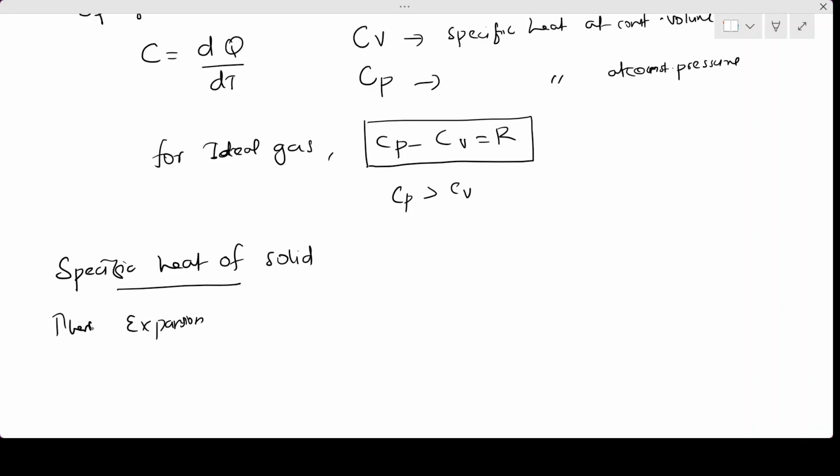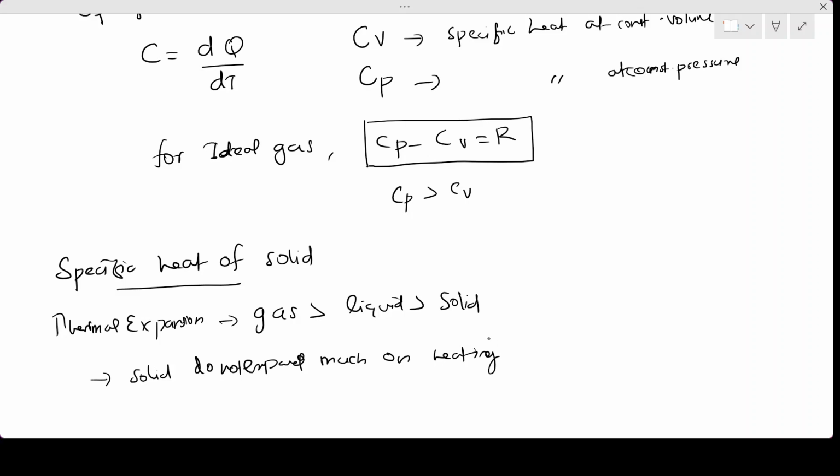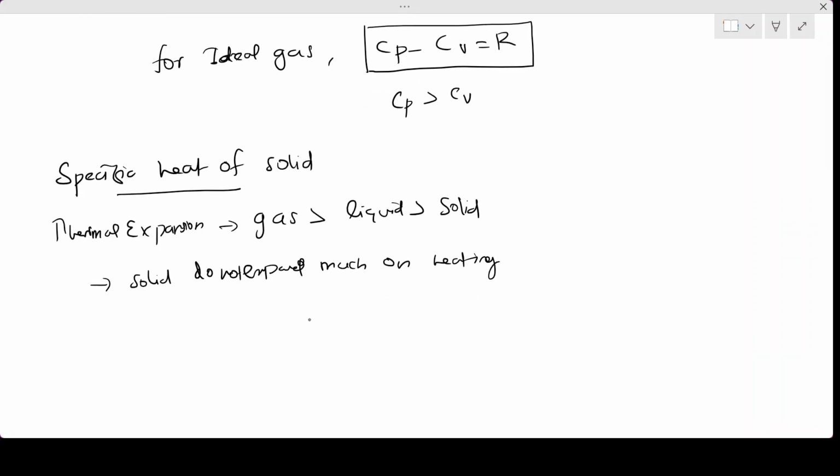When you talk about thermal expansion, the thermal expansion for gas is greater than liquid, and it is greater than solid. So this is the case of thermal expansion for gas, liquid, and solid, and you can see that solids do not expand much on heating. If you give a solid some amount of energy, you can't see much thermal expansion in a solid.